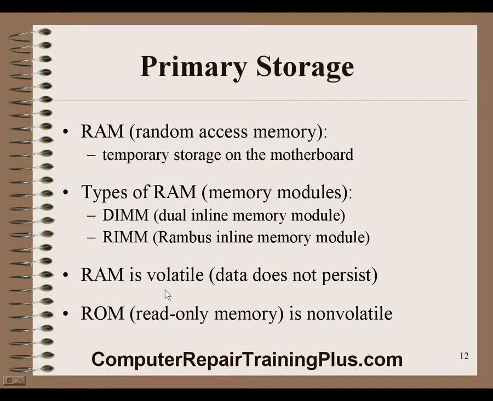RAM is volatile. That term volatile, meaning it doesn't persist or it can go away when the power is removed. Data does not persist. The ROM, the read-only memory. This is read-only memory, and it is non-volatile. When the computer first starts up, it needs some instructions in order to start. We have read-only memory, a BIOS chip, that holds the startup instructions. We need that.